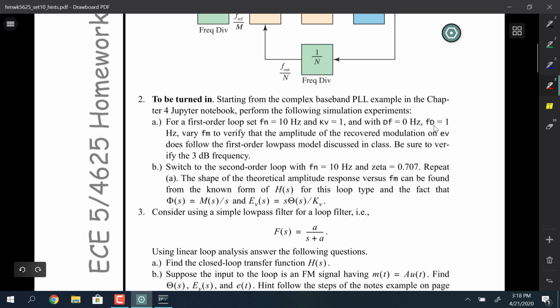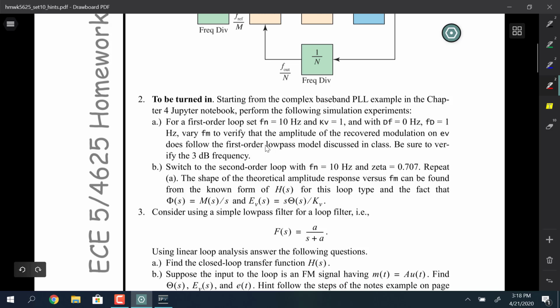And the frequency deviation constant is 1 Hertz per volt, and FM is going to vary, so all of that works out very nicely too, and I've written that out in the hints pages.